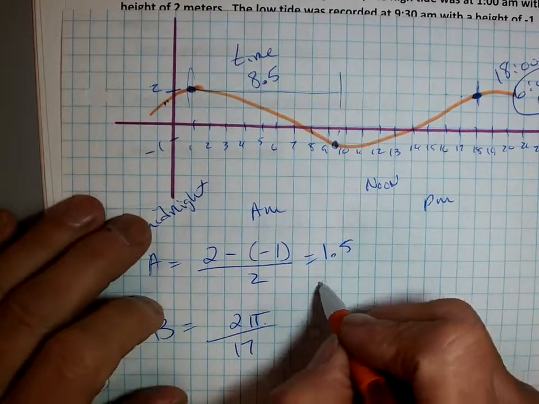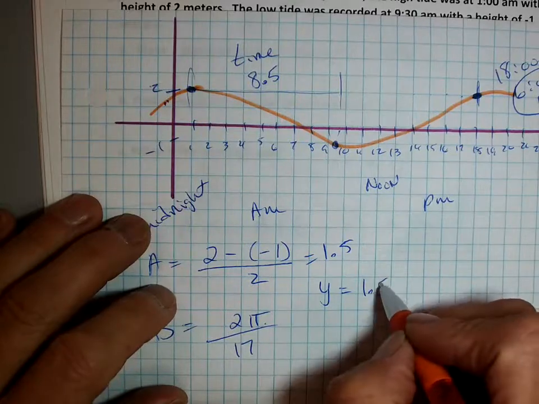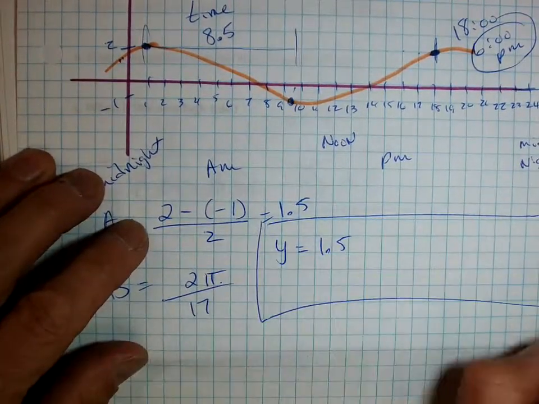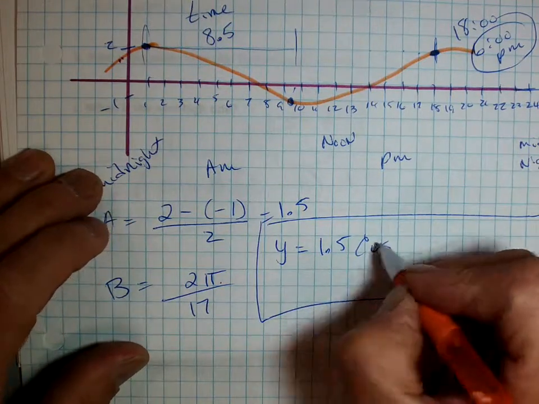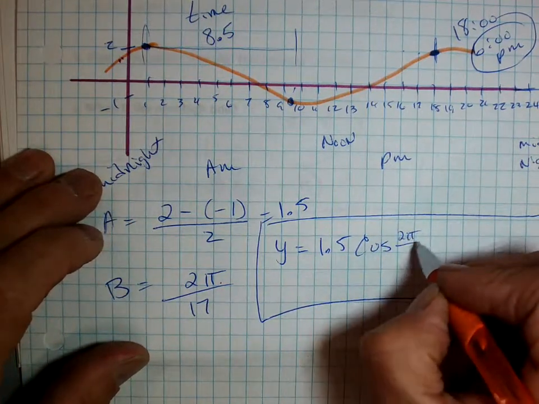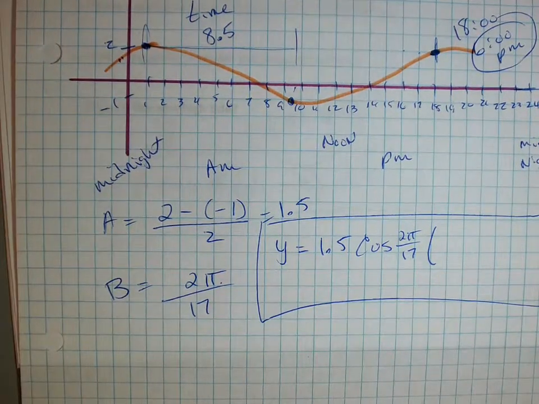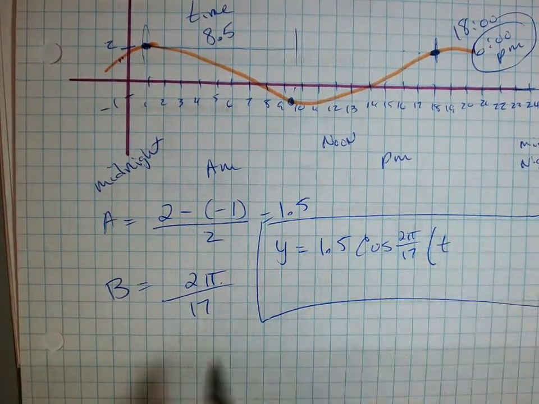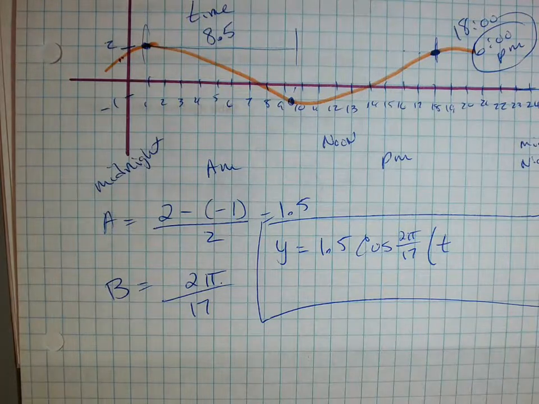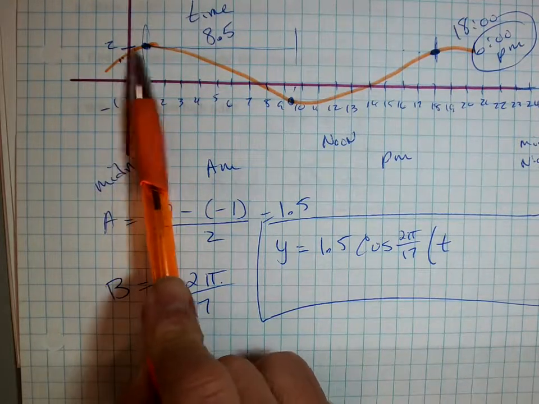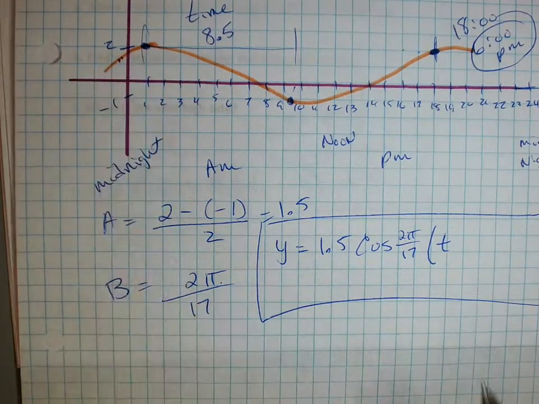So I've got to have y equals a 1.5 cosine. So let's start making this graph. Cosine 2 pi over 17, right? T, because of time, or x. Now, the graph did not start on the y-axis. Didn't start at midnight, did it? So it got pushed forward once. We'll back it up by going t minus 1.